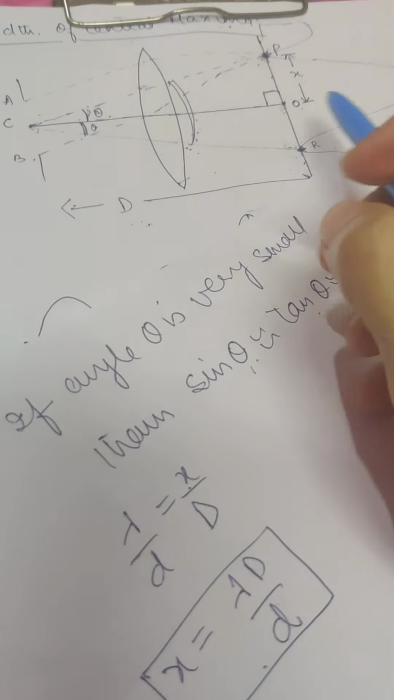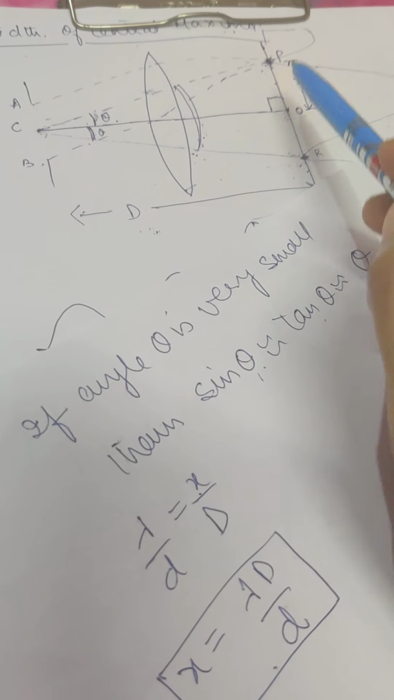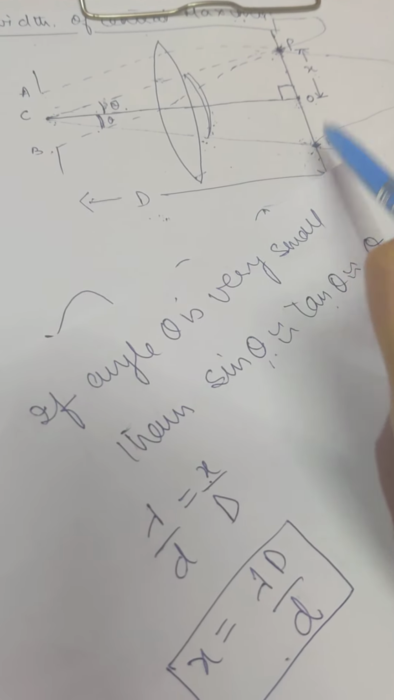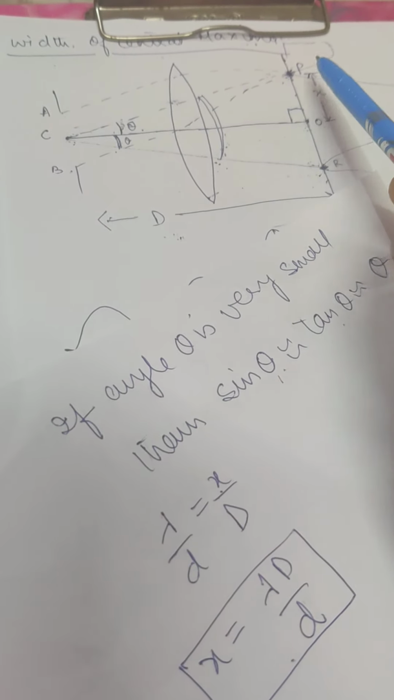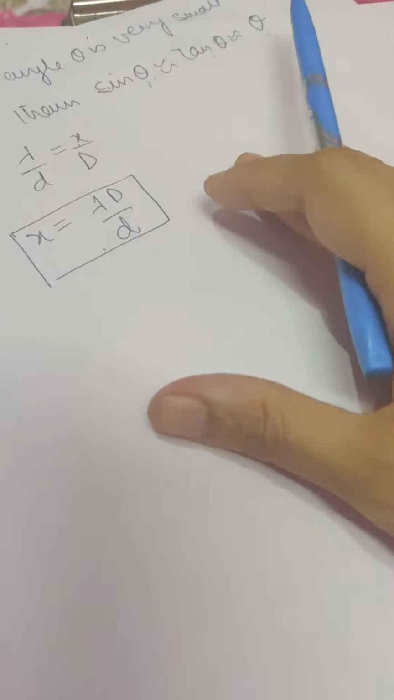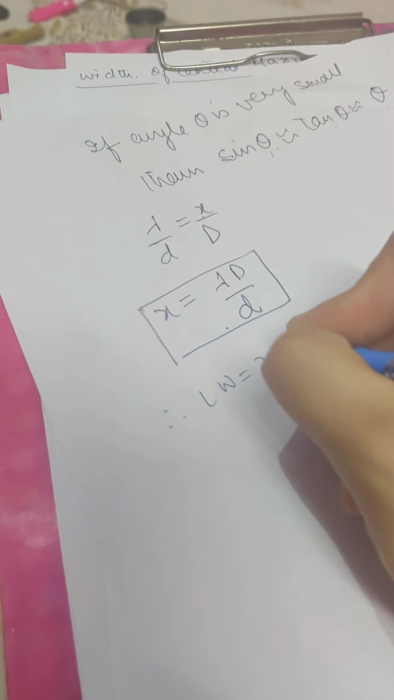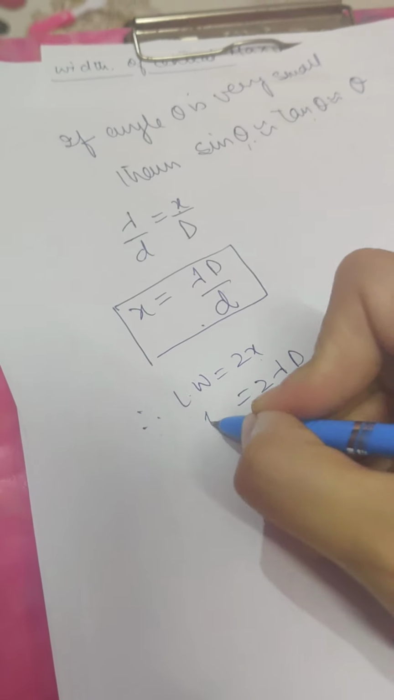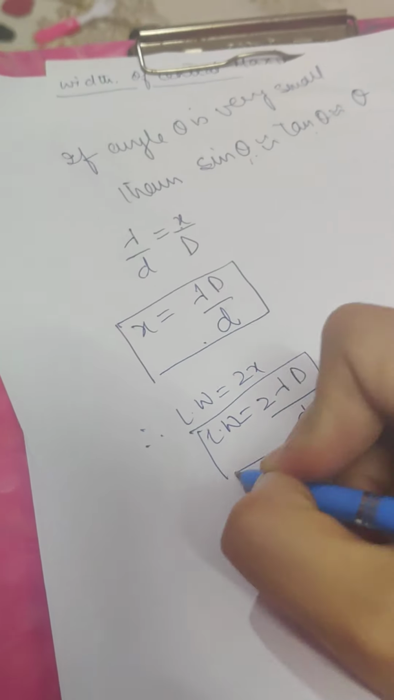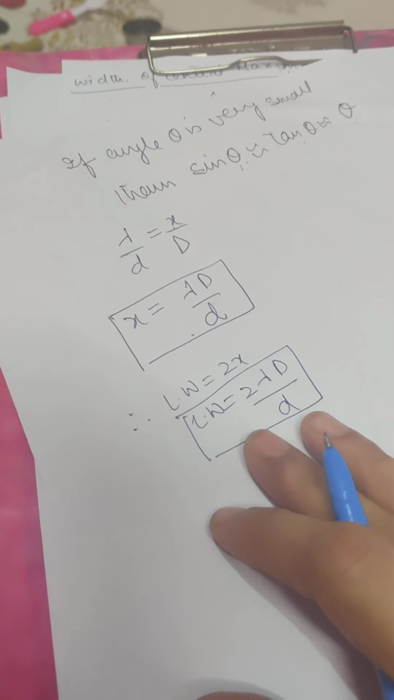Now as we know, we get the central maxima between the two secondary minimas, so the width of my central maxima is equal to 2x. Therefore, linear width is equal to 2x. When I put the value here, I get linear width as 2 times lambda D over d. So this is the linear width we get.